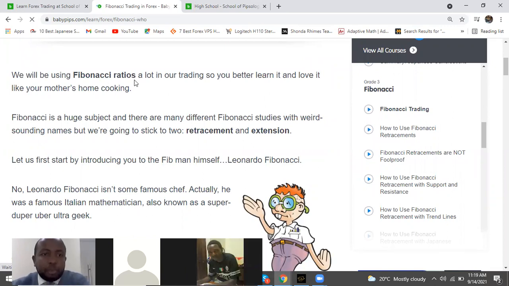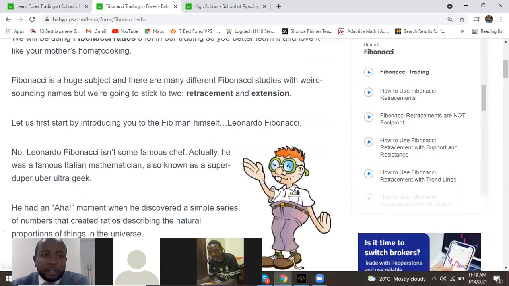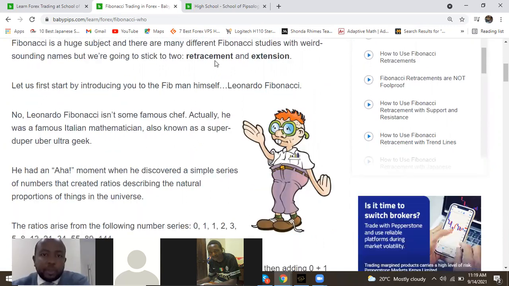We'll be using Fibonacci ratios in our trading so you can better learn it and love it like your mother's home cooking. So Fibonacci is a widely applied subject. It's usually applied in so many things, from physics to nature to everything, but we also apply it to trading.